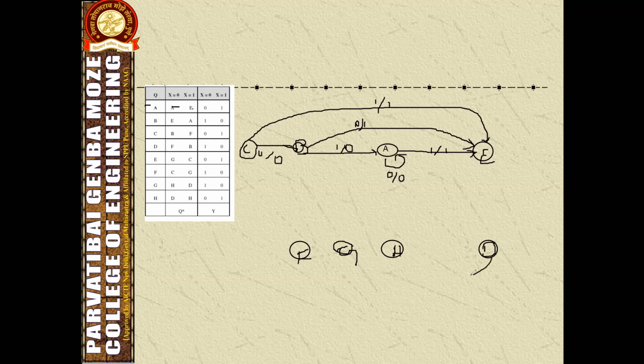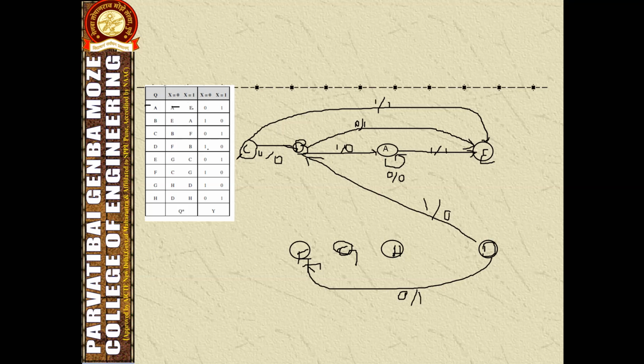So now state changing from D to F. What is the possible combination D to F? When x equal to 0, the output is 0. Here x equal to high, so 0, comma, high. Then D to B, where is B? B is here. D to B, when input is high and the possible output is 0.